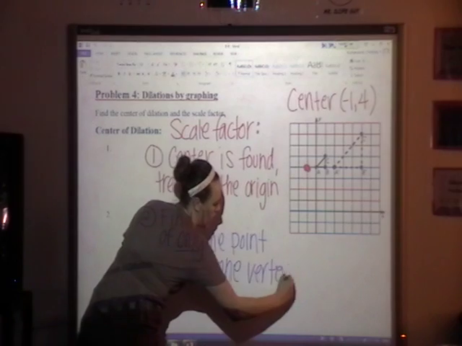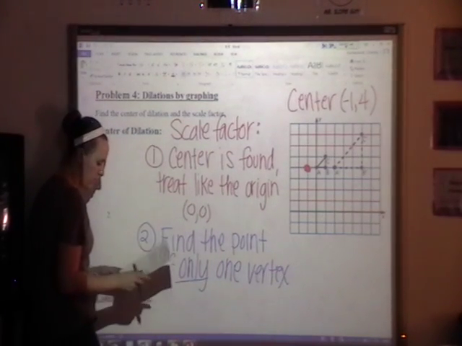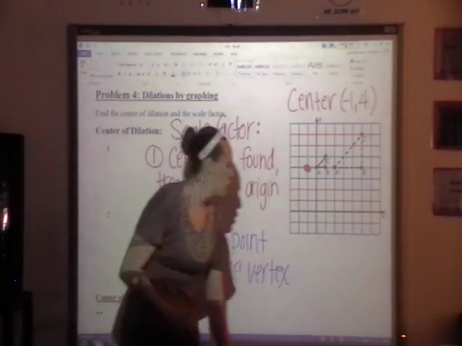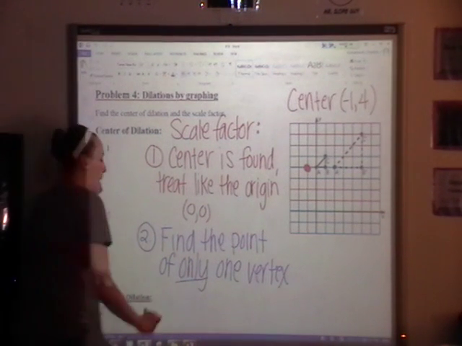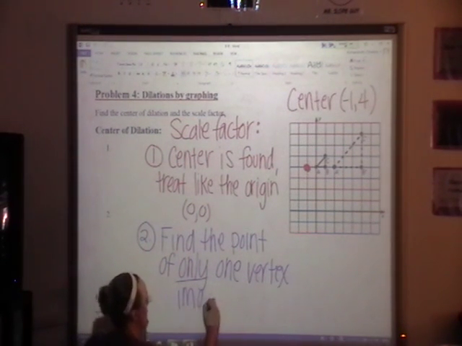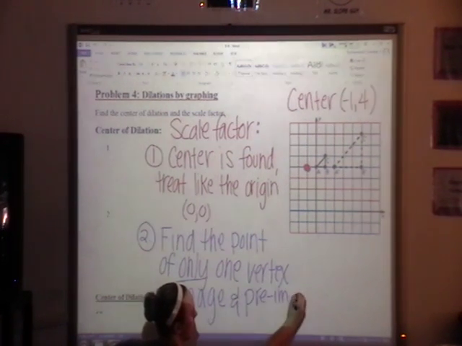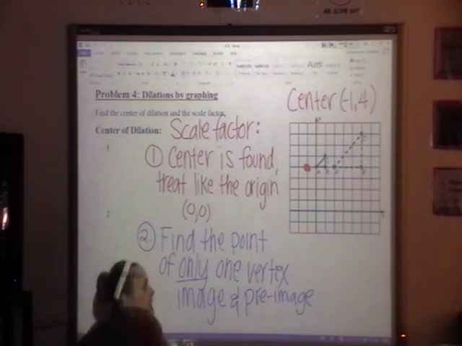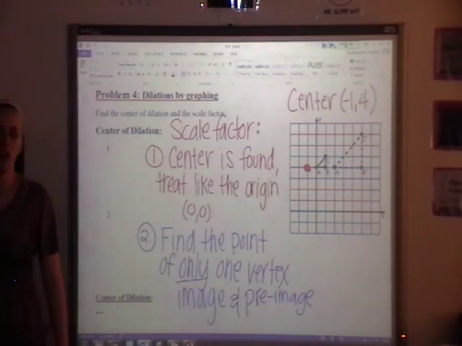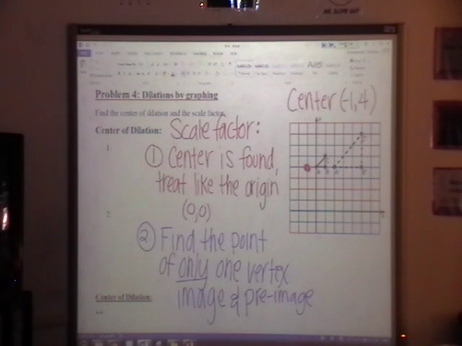We're only going to find the points of only one vertex, image and pre-image. What I mean by vertex is one letter. So we're either going to find the coordinate points of A and A prime, or B and B prime, or C and C prime. Why does it matter? Why do I only have to use one letter? Only one vertex. Okay, well that's because I wrote that.